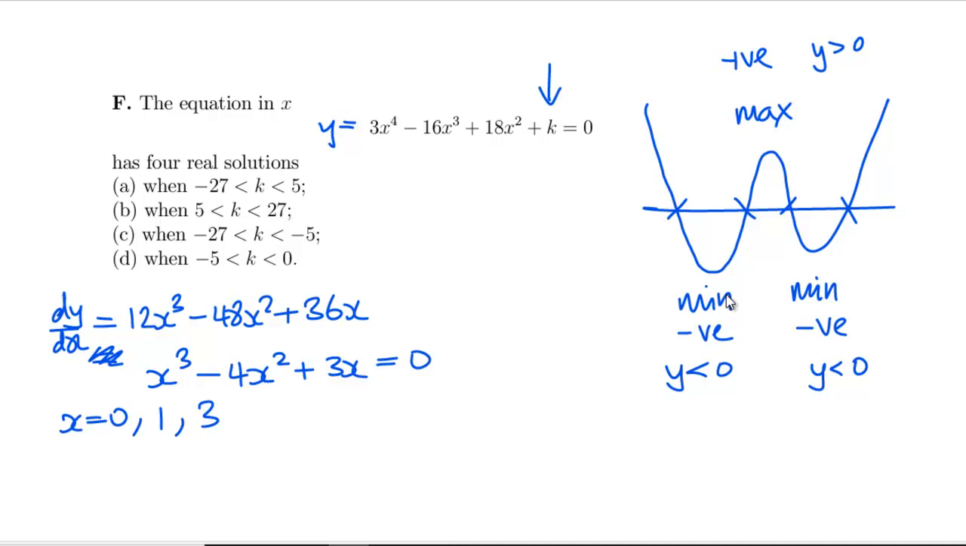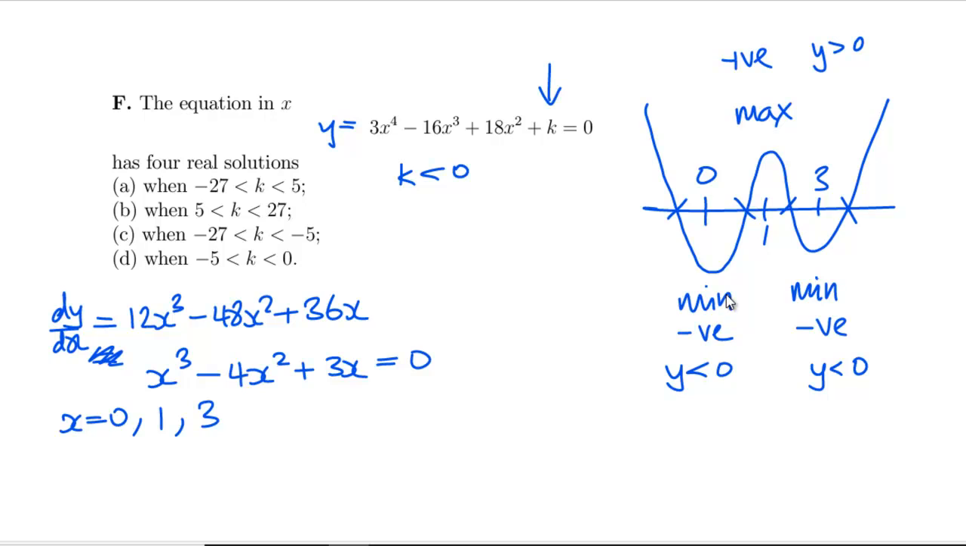So let's go through these. I say roots, but these are our turning points. So that's 0, that is 1, that is 3. Right, so let's go through each one of these in turn. So when we put x is 0 in here, we need something which is less than 0 overall. So we've got all these zeros and then k. So k has got to be less than 0. That's dealt with the first one.